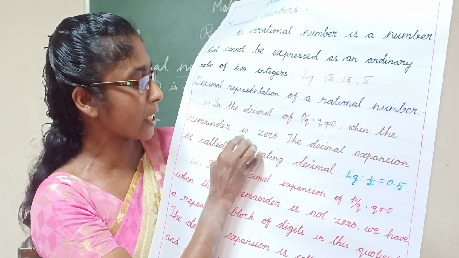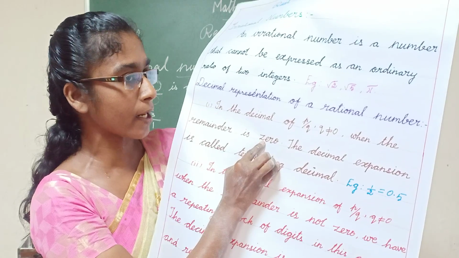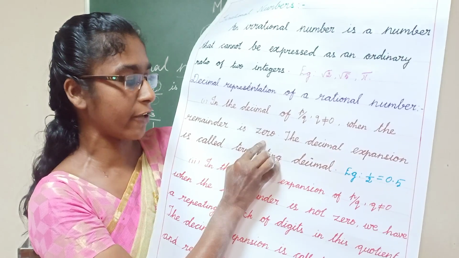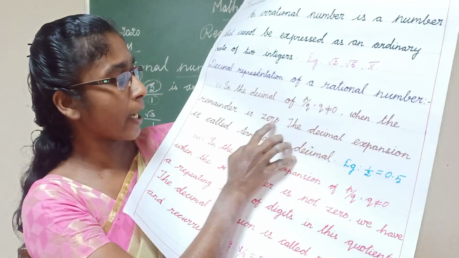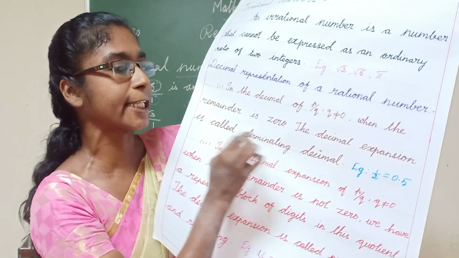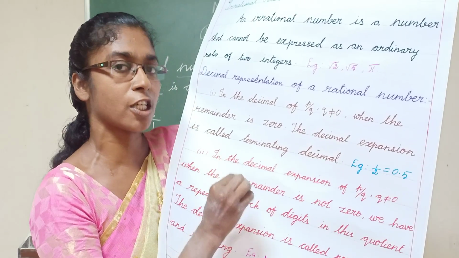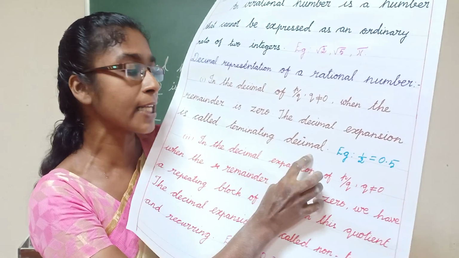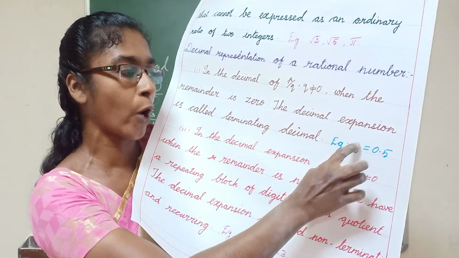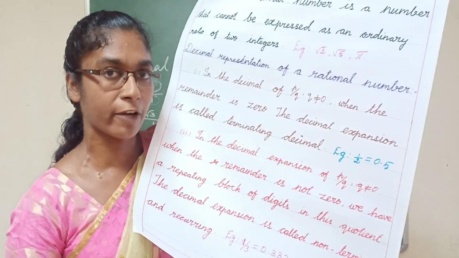When we are dividing, when the remainder is 0, the decimal expansion is called terminating. Terminating means it has an end point. Example, 1 by 2 is equal to 0.5.